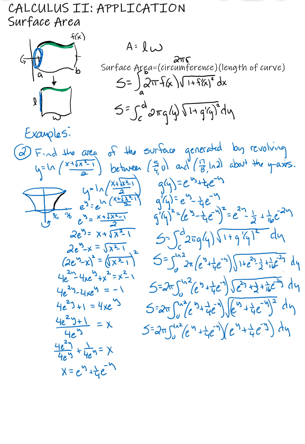All right, well now we just need to multiply those things in the integrand. Again, if you need, take a moment, multiply, multiply, multiply, multiply, combine like terms. See what you get. It should be e to the 2y plus 1/2 plus 1/16 e to the negative 2y. Again, take your time with that multiplication. And now I think we're ready to integrate.